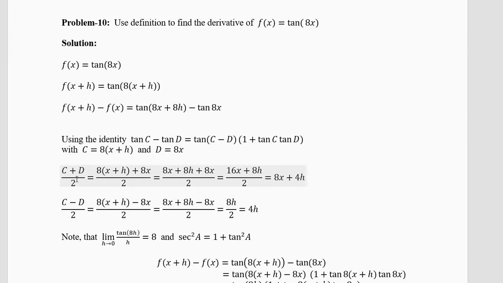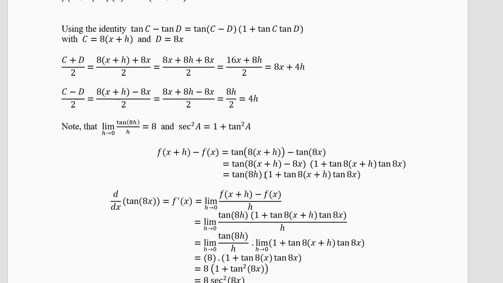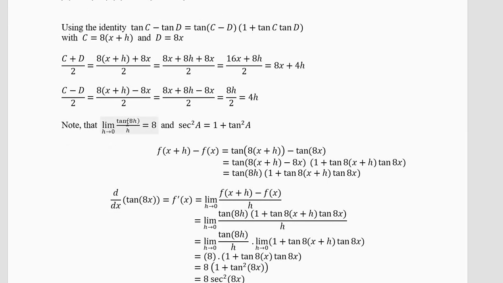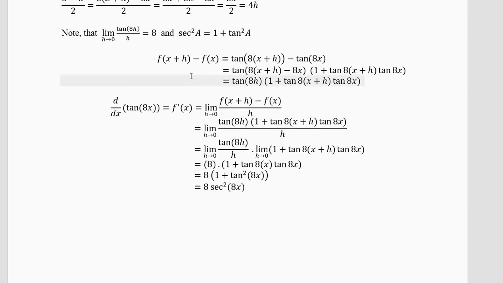Now again calculate c plus d by 2 and c minus d by 2. You will get 4h here, 8x plus 4h for this. Now remember your limit. Limit tan 8h by h is 8. And we'll be needing this identity in the second last step. Calculate f of x plus h minus f of x. You'll get tan 8h into 1 plus tan 8 into x plus h into tan 8x.